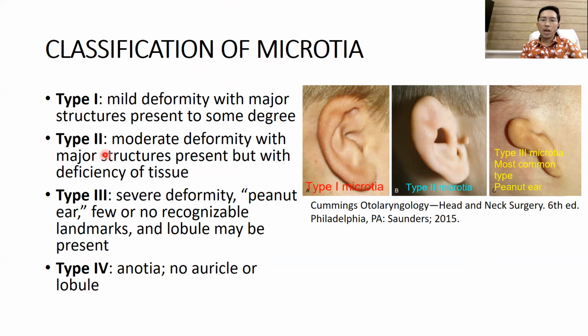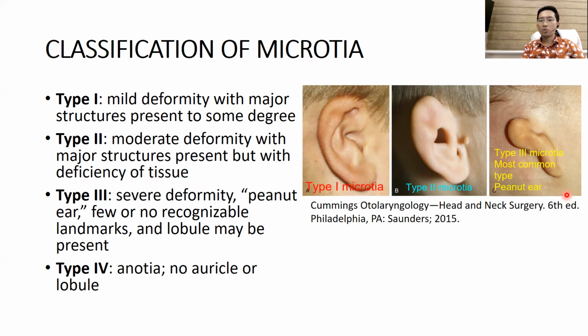For type 2, we have moderate deformity with major structures present, but with deficiency of tissues. For this one, we are presenting type 2 microtia in the pointer. We have presence of lobule. We have the helix, but we have a deformed antihelix, a deformed tragus and a deformed antitragus. So they fall on the criteria of moderate deformity with major structures present, but with deficiency of tissues.